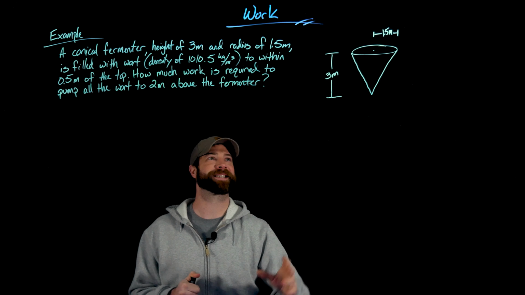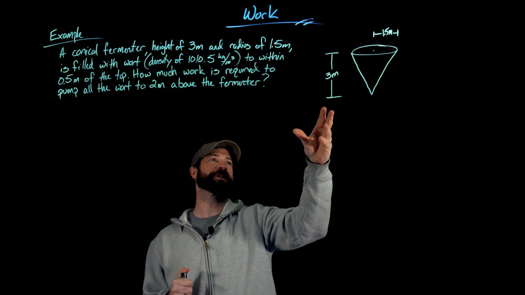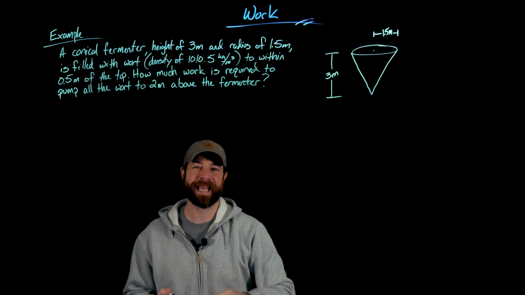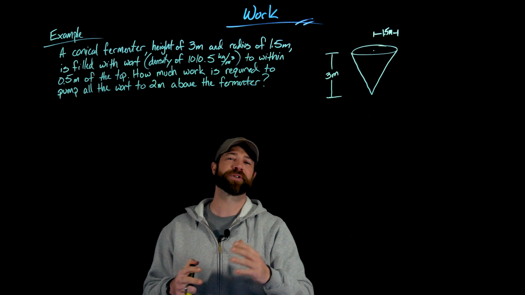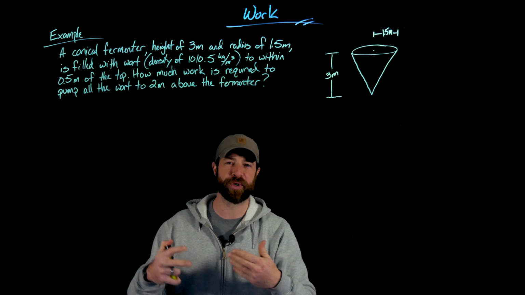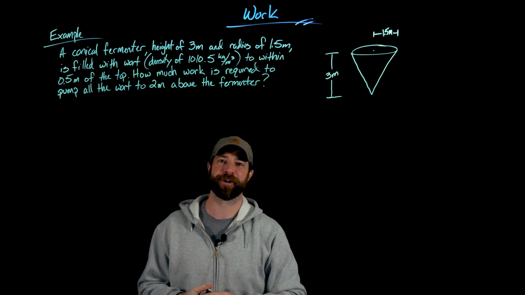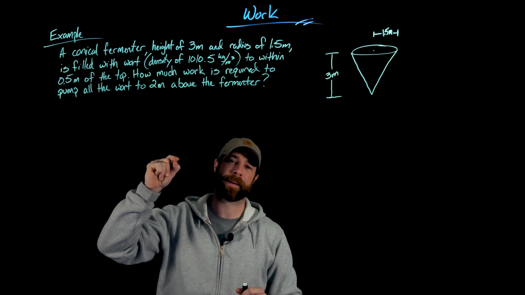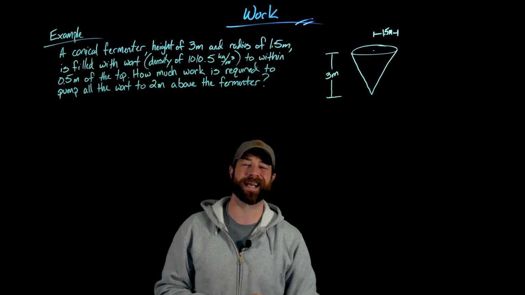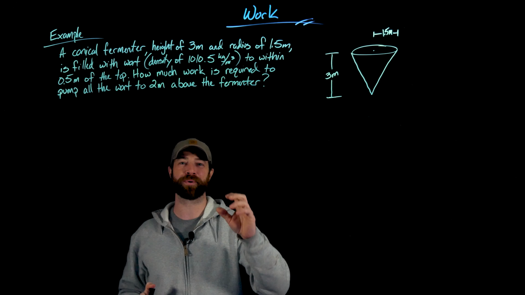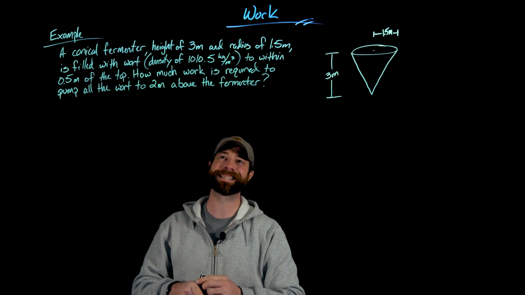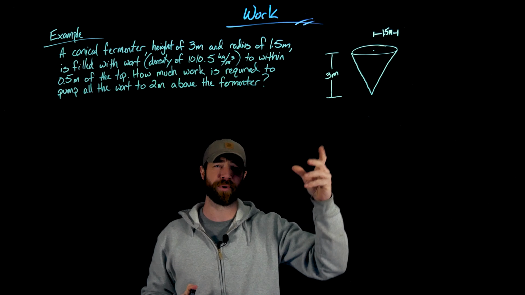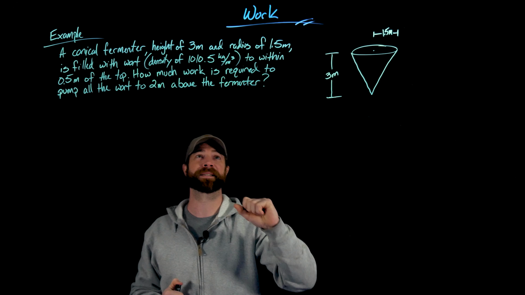All right, so here's our context. We have a conical fermenter that has a height of 3 meters and a radius of 1.5 meters. It's filled with wort. By the way, wort is just what you'd call the stew before you get beer in these fermenters. This has a density of 1,010.5 kilograms per cubic meter. That should make sense. By the way, and you'll see this in examples, pure water has a density of 1,000 kilograms per cubic meter. So this has a little bit more stuff in it, making it a little bit more dense.